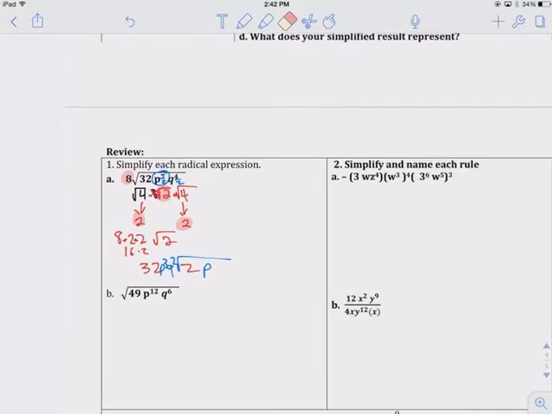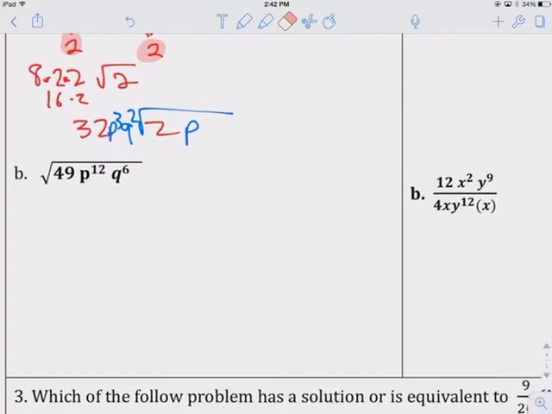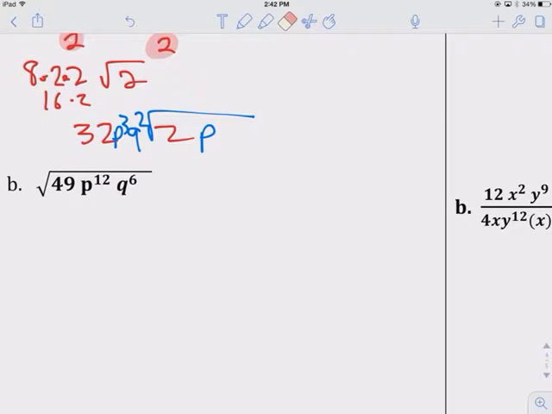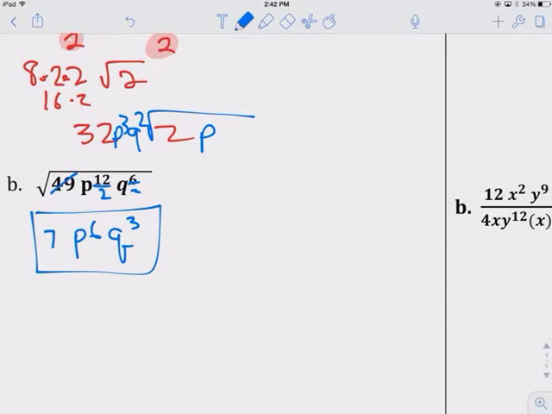Yeah. Okay. So on B, the square root of 49 is 7, right? Yeah. There's no remaining, right? The P, there's no remaining in P either. P to the 6. Is there any remaining for the Q? No. So therefore there's nothing remaining in the square root. That's your answer. Got it?